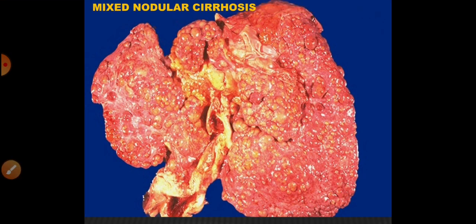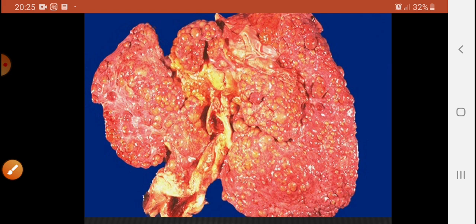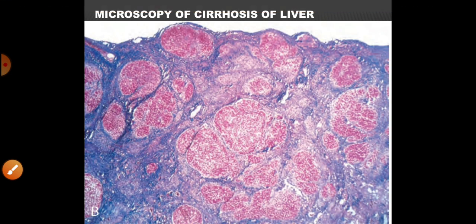Coming to the mixed nodular cirrhosis, you can see nodules of variable sizes. These are larger nodules, and in this area you can see smaller nodules. This is relatively a large nodule separated by thick fibrous bands.